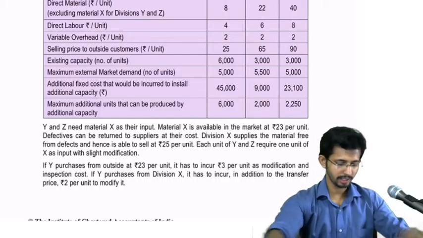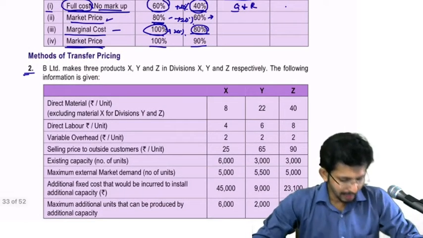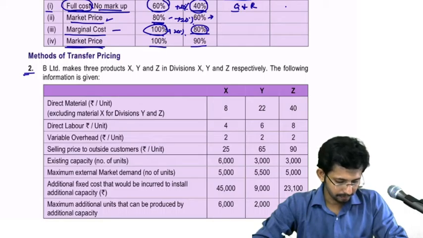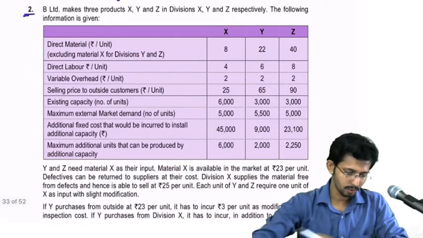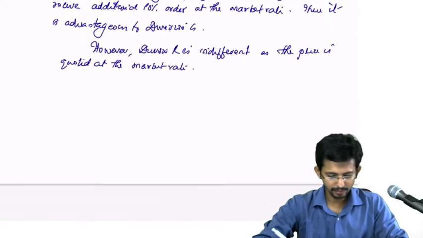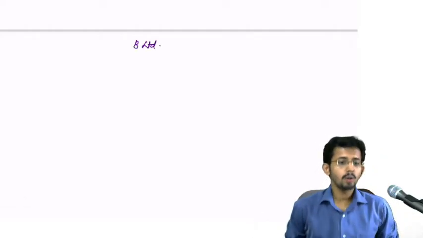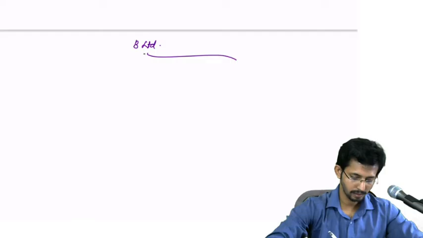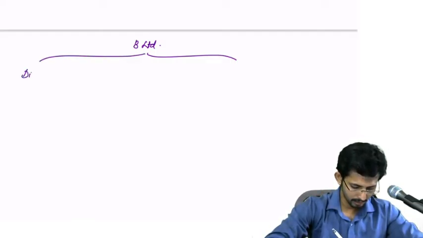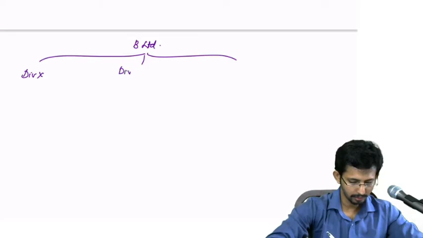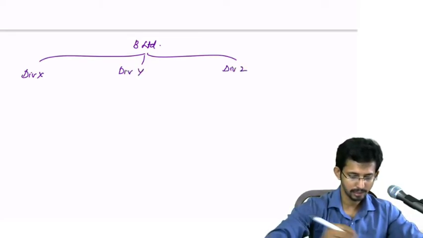Okay, we will read the question once again. What is given? B Limited makes 3 products X, Y and Z in divisions X, Y and Z respectively. The following information is given. So, there is a company. What is the name of the company? B Limited. And B Limited is having how many divisions? There are 3 divisions. Division X, then division Y, and division Z.